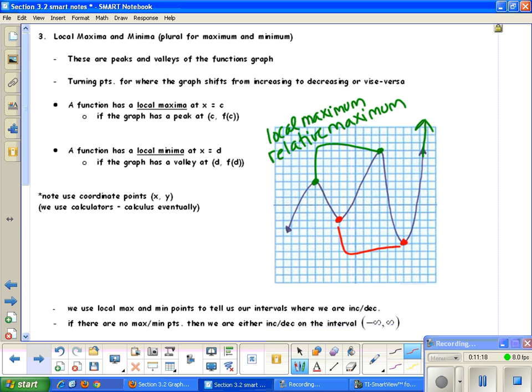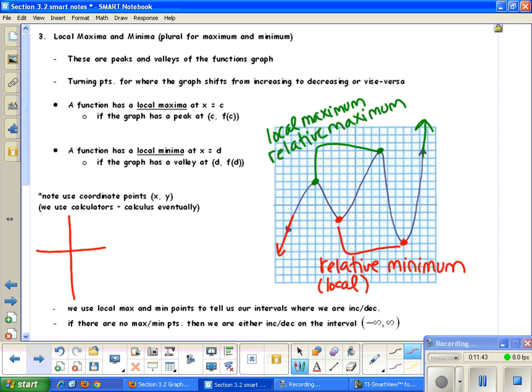Here and here we have relative minimum, or you can say local minimum. For that, it's because relative to the points around it, they are the lowest points. However, because your graph continues to go down to negative infinity, it's not the actual lowest point.